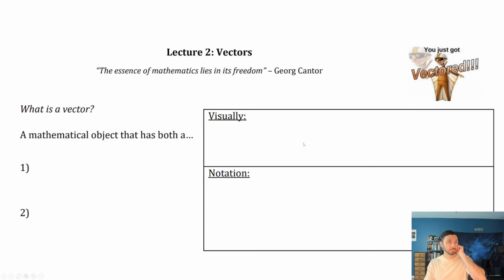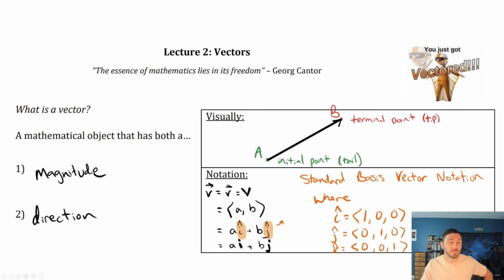Let's do some math. All right, so a vector. It's a mathematical object, and you may know the phrase: it has a magnitude and direction. So it's an arrow. Starts at a point, ends at a point. Nothing too crazy. And what we do with that arrow is we can call this some vector AB.